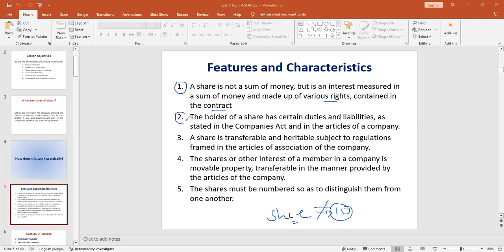Number two, the person who has those shares, the holder of a share, has certain duties and certain liabilities. Like, have you paid for the shares? If the answer is no, then you see your liability, you have to pay for them. And they're transferable. So you can transfer your shares, you can inherit shares, okay? Which will depend on what the company rules say regarding that.